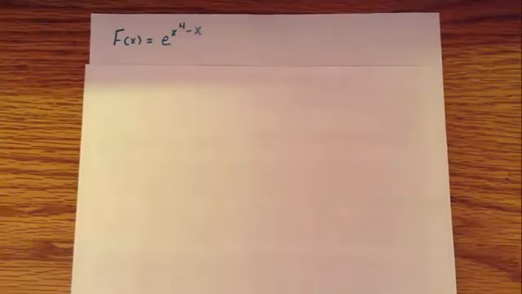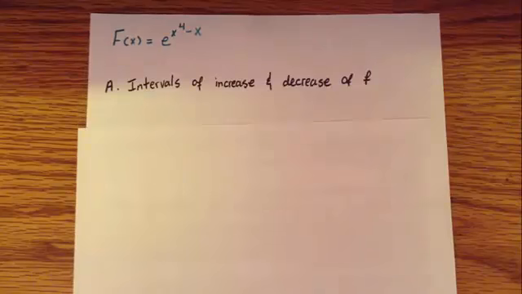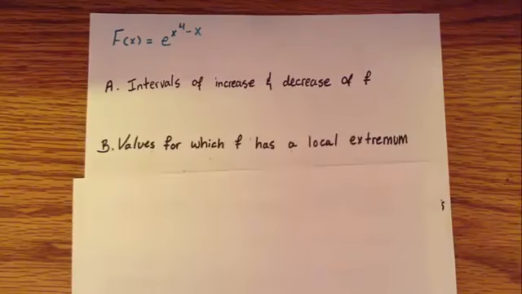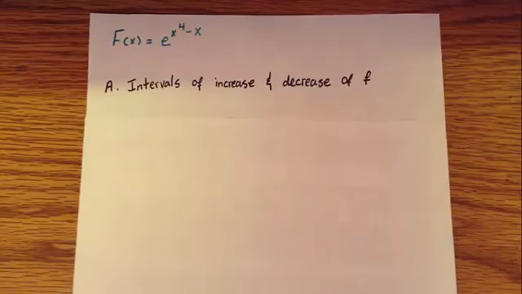Alright, so in this video we're going to tackle a derivative problem. It says f of x equals e to the x to the fourth power minus x. Here we have e raised to the power of x to the fourth minus x, and we need to find the intervals of increase and decrease of f, values for which f has a local extremum, and the intervals of concavity and inflection points.